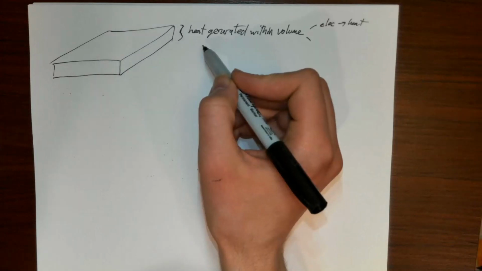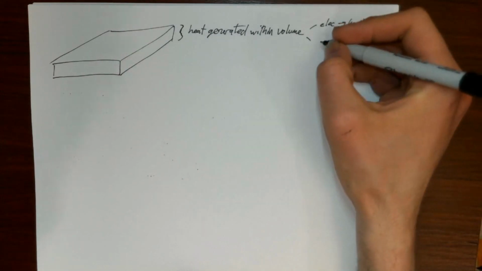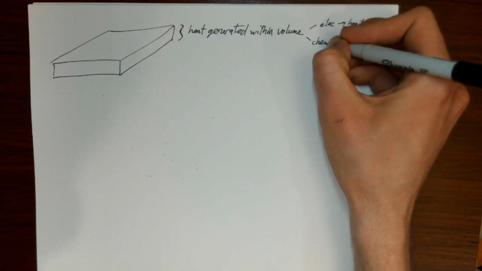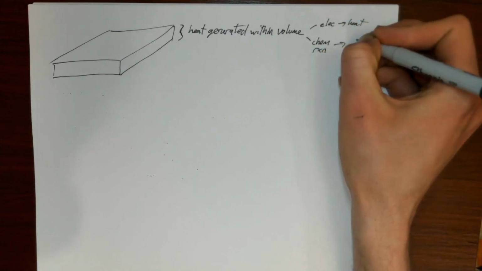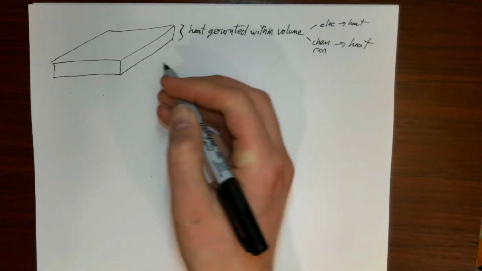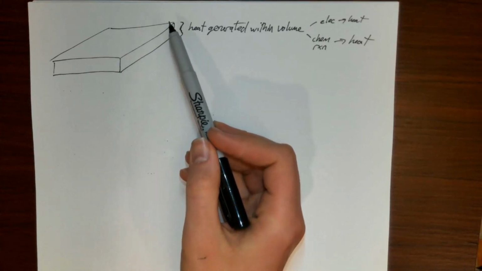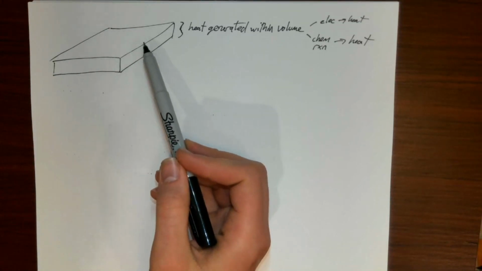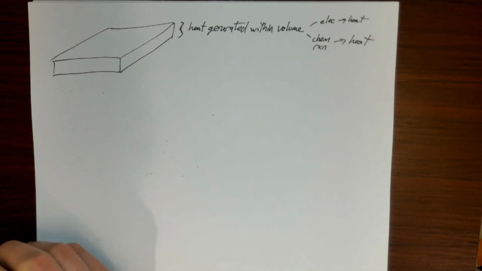So we can have heat generated within a volume. Maybe it's some chemical reaction that goes to heat. So regardless of what it is, we might have circumstances where we have some slab of material, and that slab of material is generating heat.